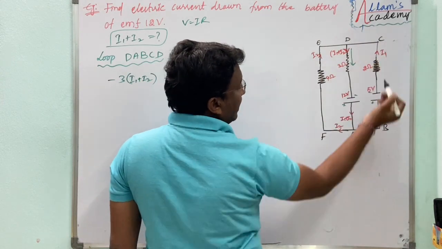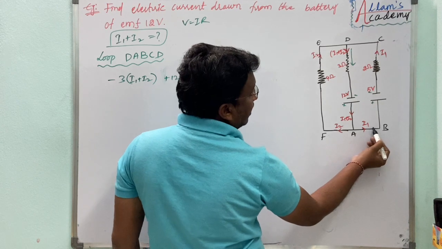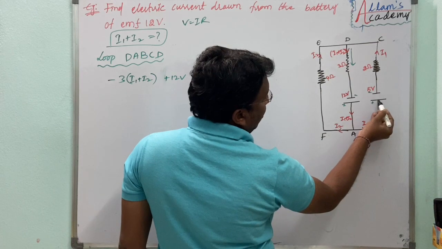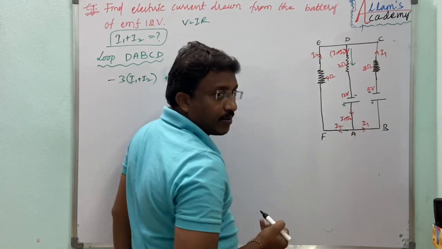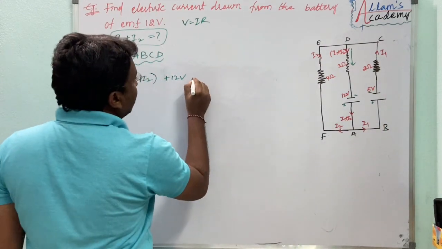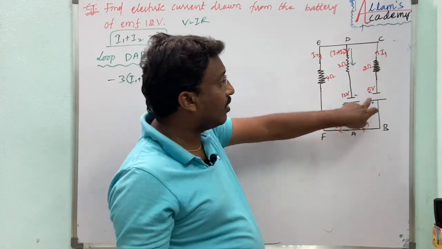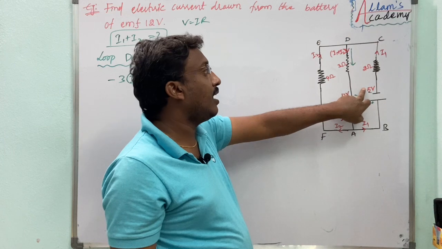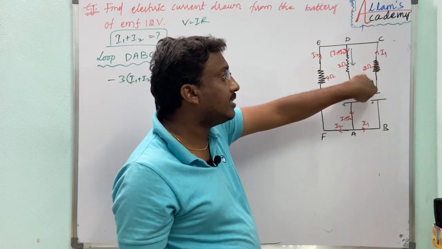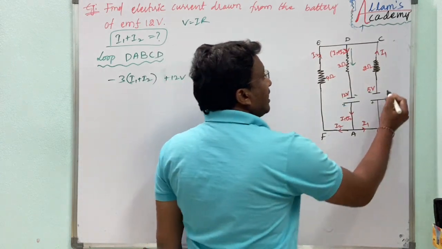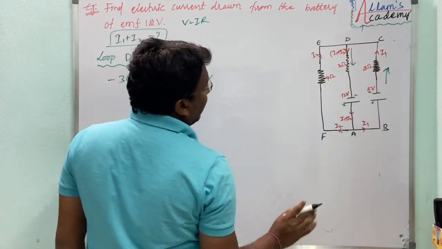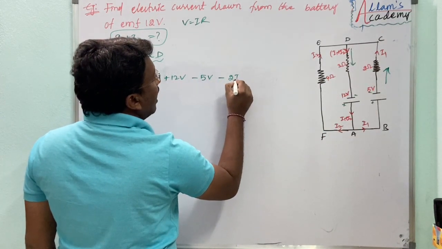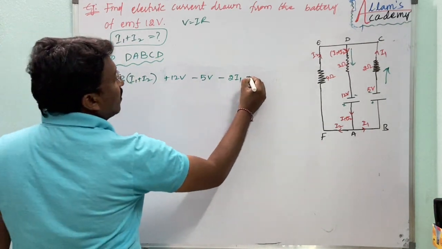And B to C, the current is I1. We are moving B to C, here again from positive terminal to negative terminal. So that means we have to take 5 volts, the EMF given here, negatively. Why, sir? We are moving from positive terminal to negative terminal. And the current is I1 and the resistance is 2, in the same direction, so again it becomes negative. So minus 2 I1 equal to 0.